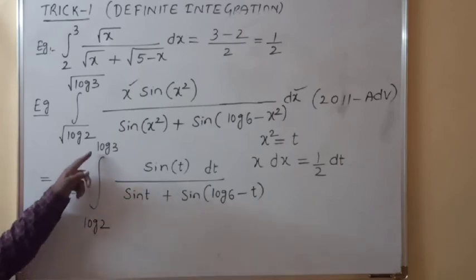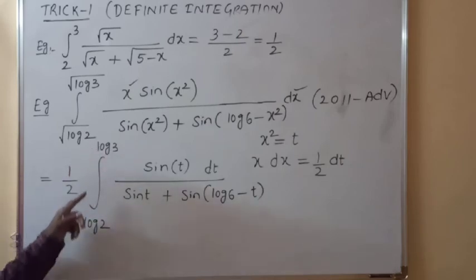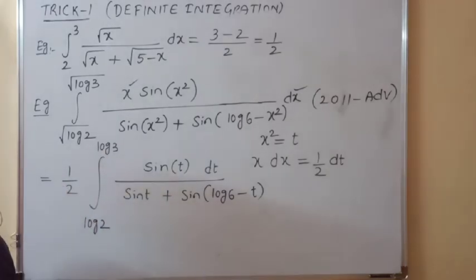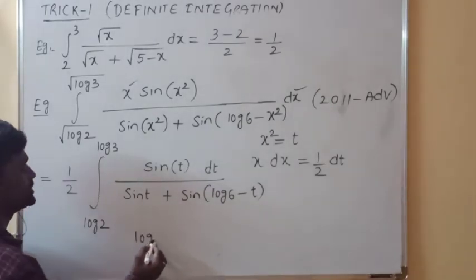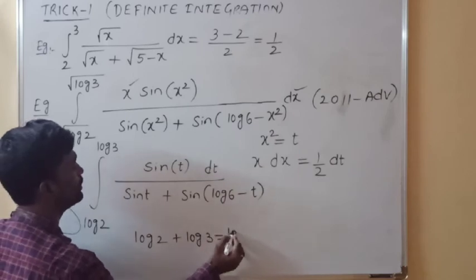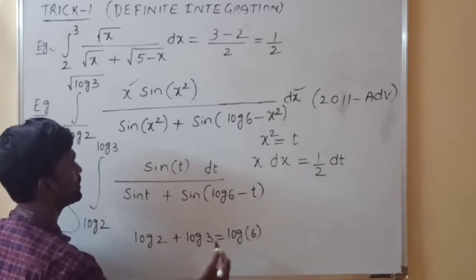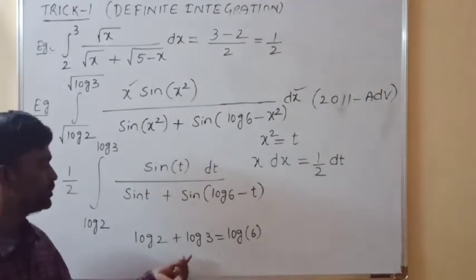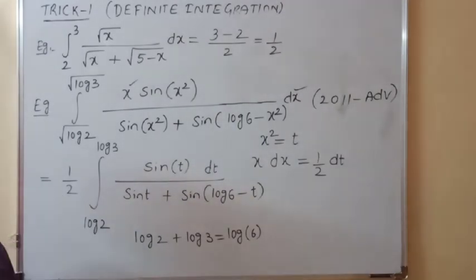So now, what is a plus b? Log 2 plus log 3. What is the log 2 plus log 3 value? Log of 2 into 3, that is log 6. Correct? Log A plus log B is log of AB. So log 2 plus log 3 is log of 2 into 3, log 6.